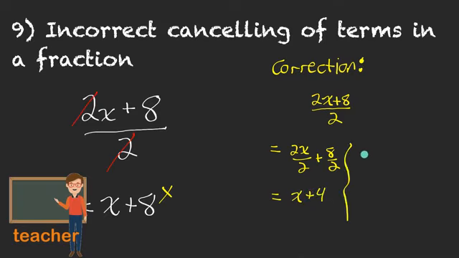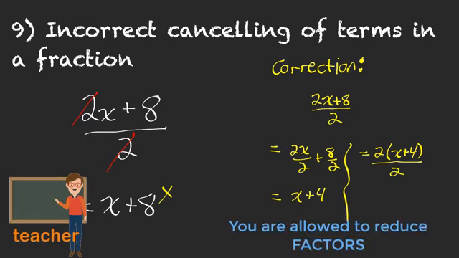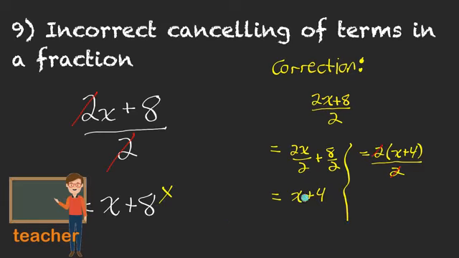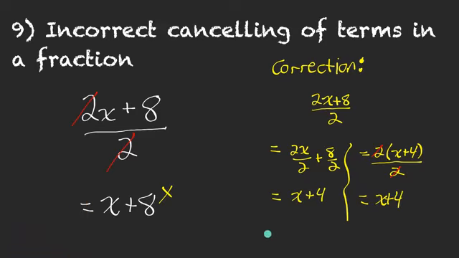Another way you could do this, I could common factor a 2 from the numerator, giving me 2 times x plus 4 all over 2. And now that the numerator is in factored form, you can look to cancel or reduce factors with each other. So I see a factor of 2 in the numerator, a factor of 2 in the denominator. Something divided by itself is 1, so I can cancel those out, and I'm left with just x plus 4. So two different ways to think about getting that same correct answer, but x plus 8, no.